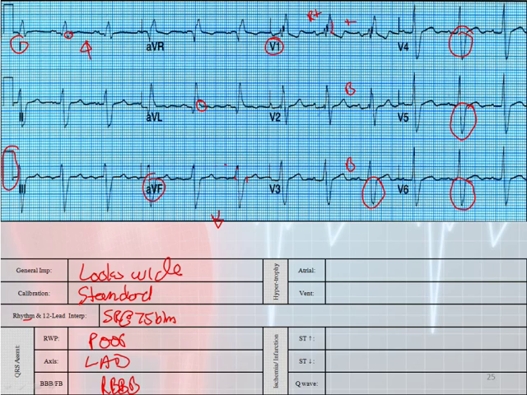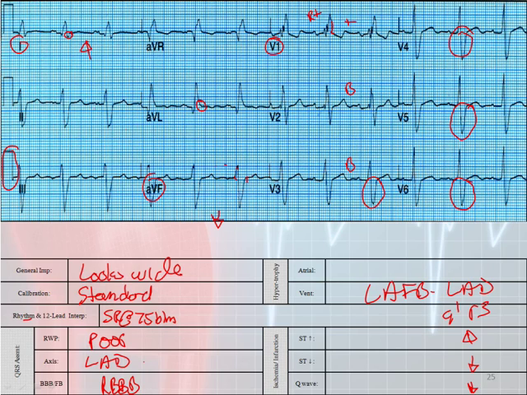What is commonly associated with a right bundle but a left anterior fascicular block? Our left anterior fascicular block criteria is a left axis deviation, Q1, R3, and leads 1, 2, and 3 are going to be up, down, and down. So let's see if we have all that. We have a left axis deviation.